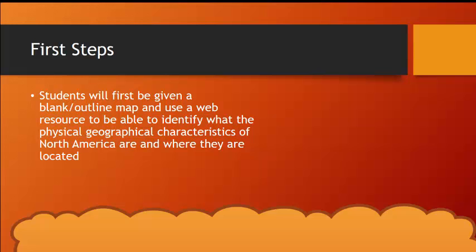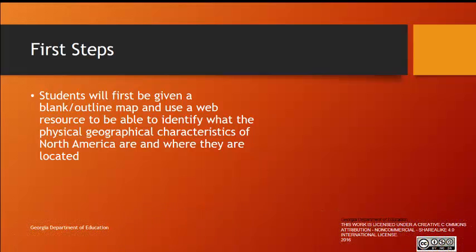So going back, the first step the student will need is obviously to be handed a blank or an outline map, and use either a text or web resource to be able to identify what the physical geographical characteristics of North America are and where they are located.